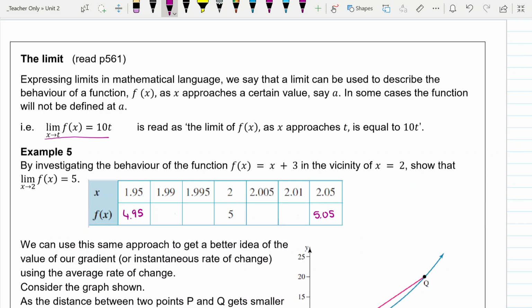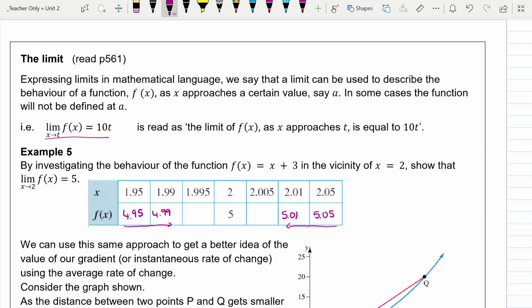Alright, so that's 0.05 away from 2 on either side. What about if I moved closer to 2? Now we're going 0.01 before 2 and 0.01 after 2, so 1.99 and 2.01. If I put that value for x in, I'm going to have 1.99 plus 3, and that gives me 4.99, and 2.01 plus 3 gives me 5.01. Notice that 4.99 is closer to 5 than 4.95 is, and 5.01 is closer to 5 than 5.05 is.